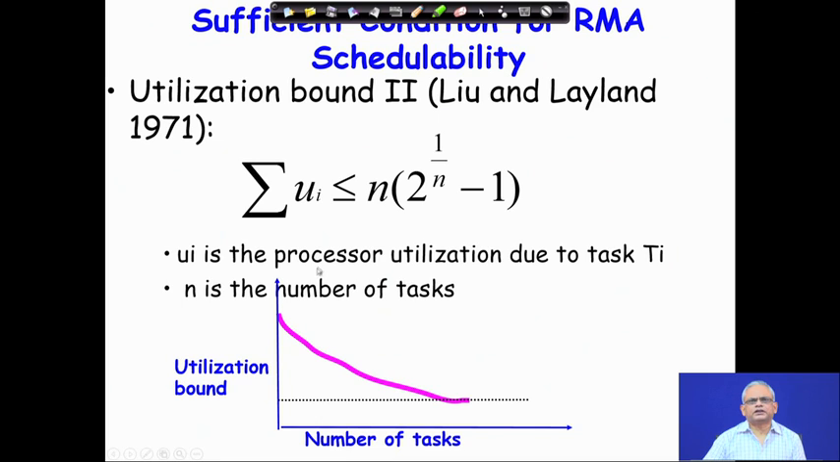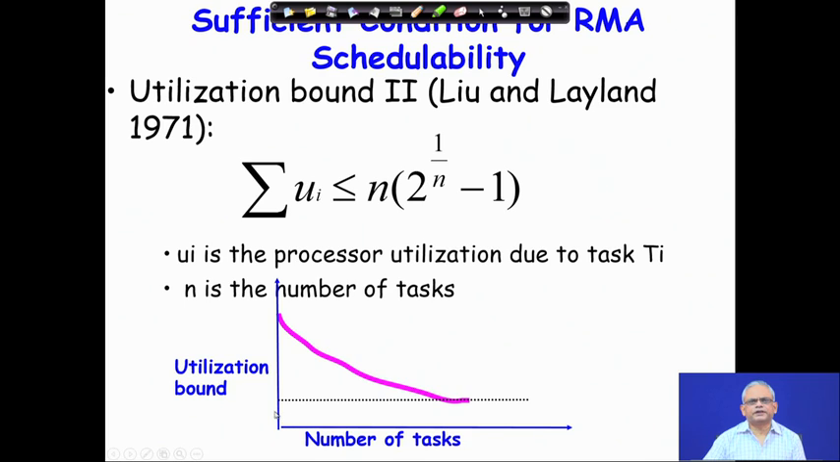But what if there are 2 tasks? It becomes 2 into 2 to the power 1 by 2, that is square root of 2, minus 1. The square root of 2 is 1.41, minus 1 is 0.41, into 2 becomes 0.82. So, from 1 it becomes 0.82 with 2 tasks. For 3 tasks it further reduces and so on, but finally it saturates at some value.